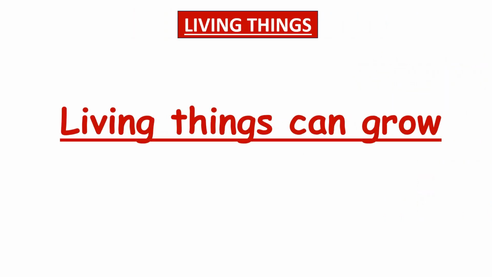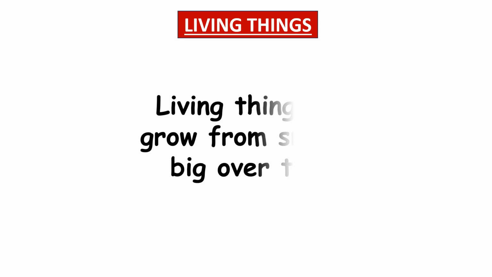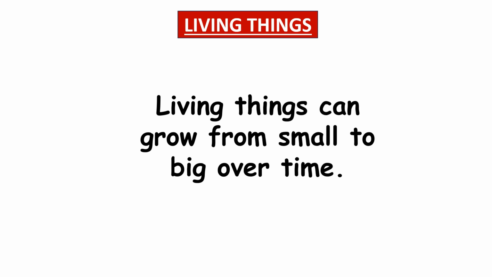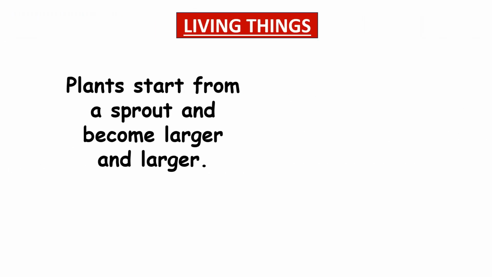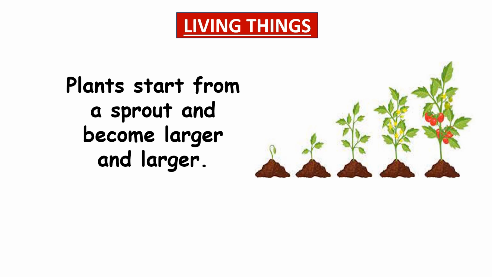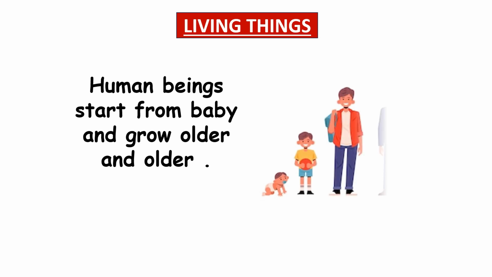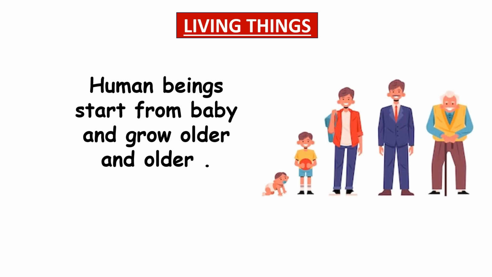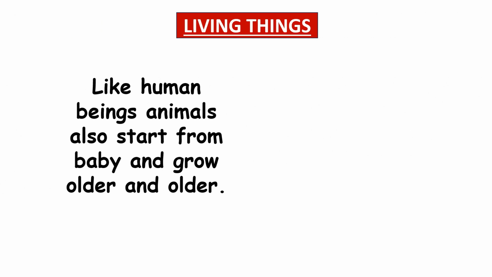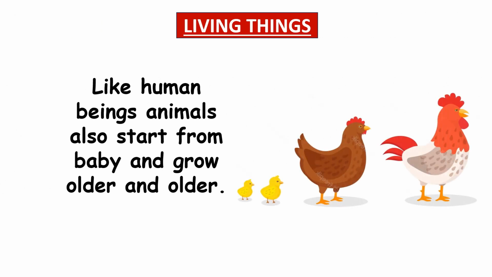Living things can grow. Living things can grow from small to big over time. Plants start from a sprout and become larger and larger. Human beings start from a baby and grow older and older. Like human beings, animals also start from baby and grow older and older.